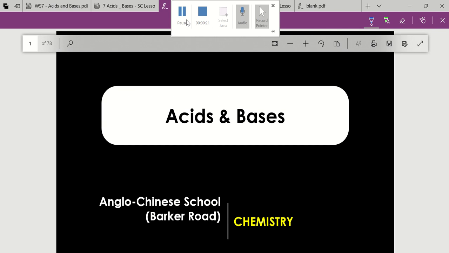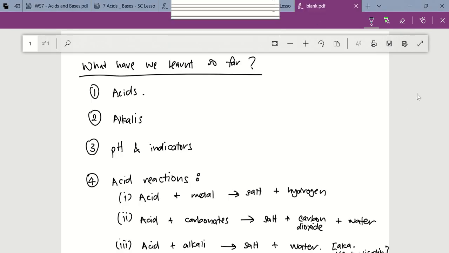So this new chapter is called Acids and Bases, and we have already learned some of the things in the past when we were in lower sec science. So let's do a quick recap of what we have learned so far. If you recall, in chapter 18 on chemical changes, we learned that acids and alkalis can undergo reactions together. And we also saw three general reactions of acids previously.